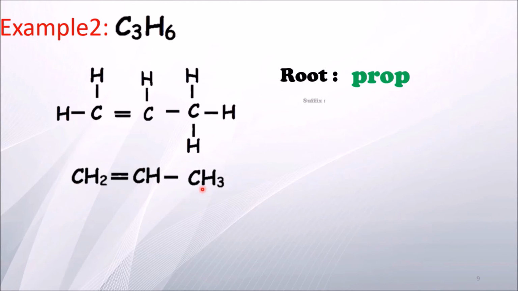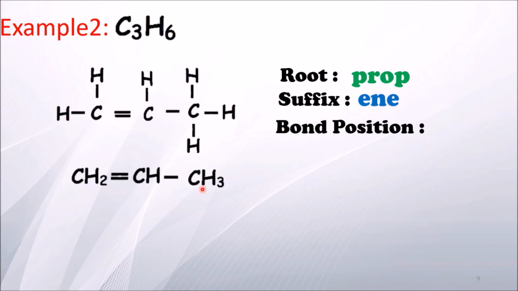Okay, and then the suffix obviously is ENE, and then the double bond position, let's count and see. Alright, so the double bond position is the number for the carbon that the double bond comes after. So here when you count from the left to the right, 1, 2, 3, realize that the double bond comes after the first carbon. So the double bond position is going to be 1.